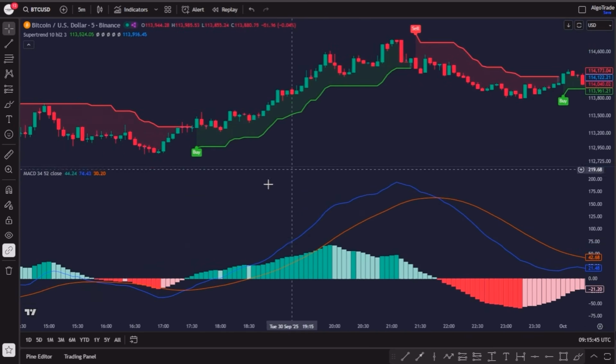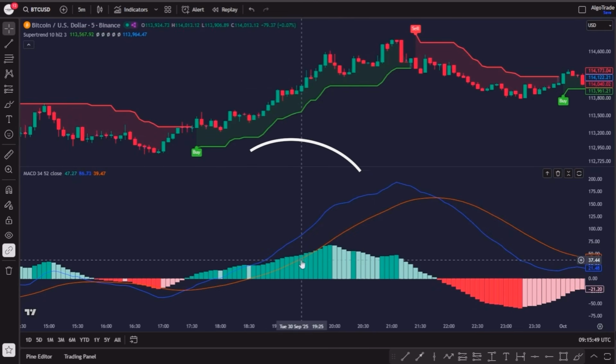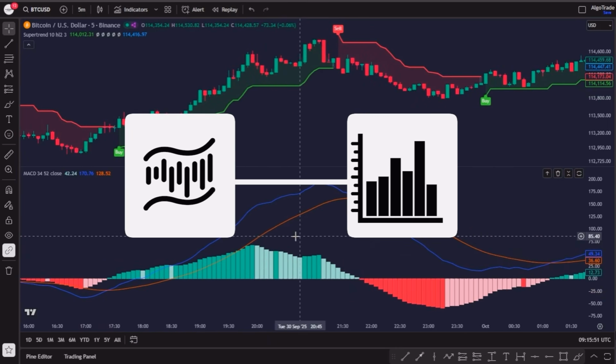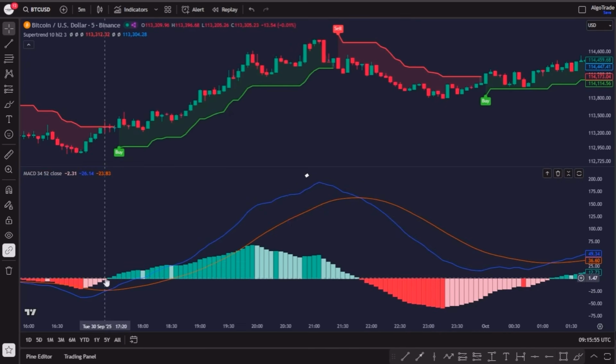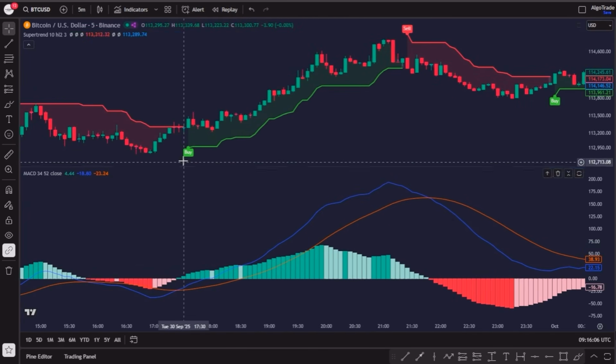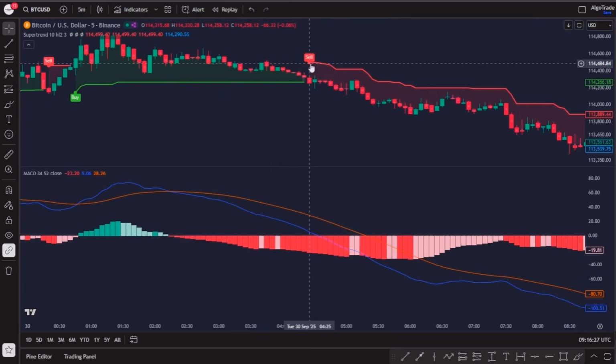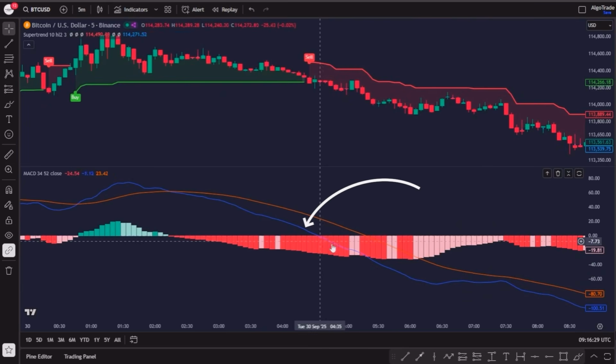The MACD has 2 components: the lines, which show the relationship between 2 moving averages, and the histogram, which represents momentum. When the histogram is green and above 0, momentum is bullish. When it's red and below 0, momentum is bearish. So, in this strategy, we'll only take a SuperTrend buy signal if the MACD histogram is bullish, and only take a sell position if it's bearish.